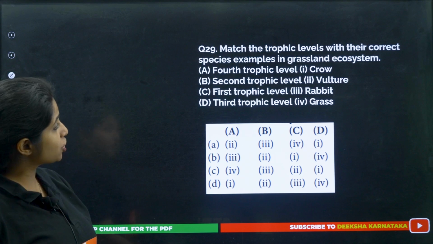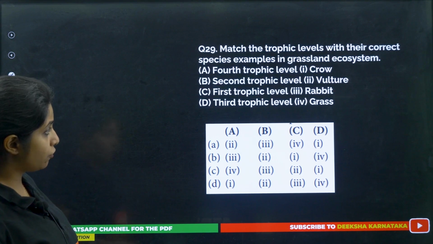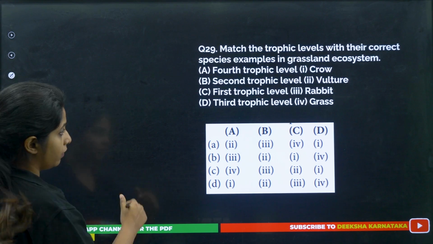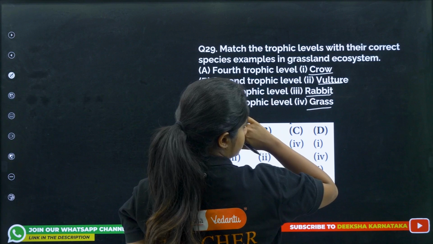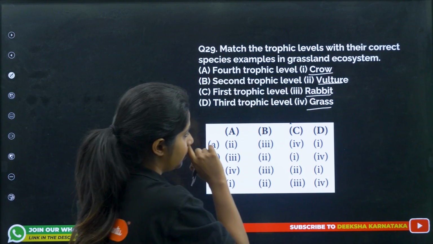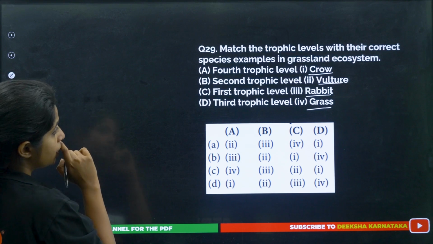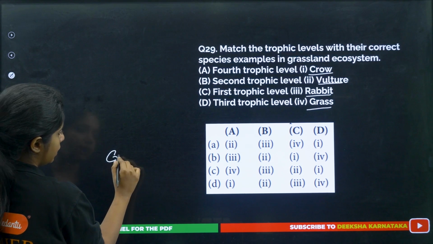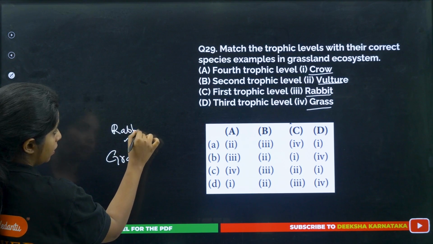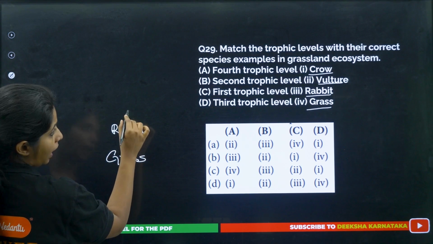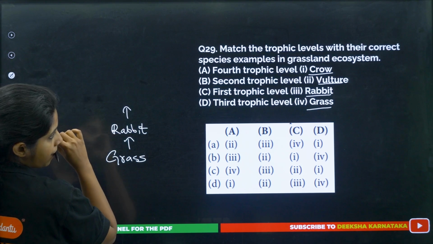Next, match the trophic levels with the correct species example in a grassland ecosystem. Okay, we have to make a trophic level. So we have grass, we have rabbit, we have vulture, we have crow. This is a grassland ecosystem, right? So I'll say grass being eaten up by rabbit, and rabbits being eaten up by vulture.